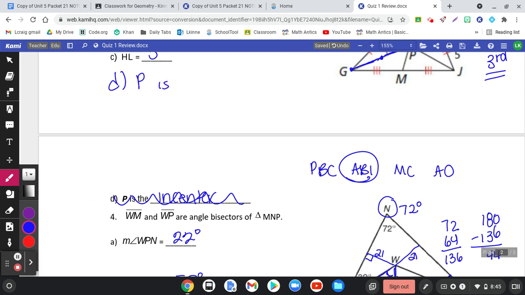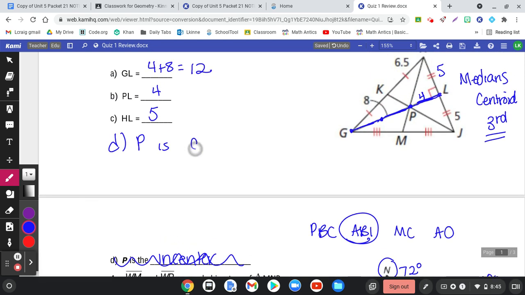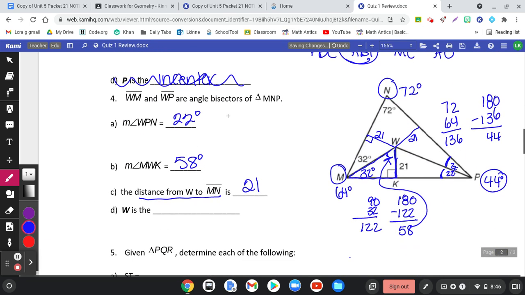P is the centroid. Probably like, what is she talking about with this? It gets shifted when I move from a Word document to a Google document. So again, centroid is made up of medians. All right, and this was made up of angle bisectors, so W is our in-center. Our better in.